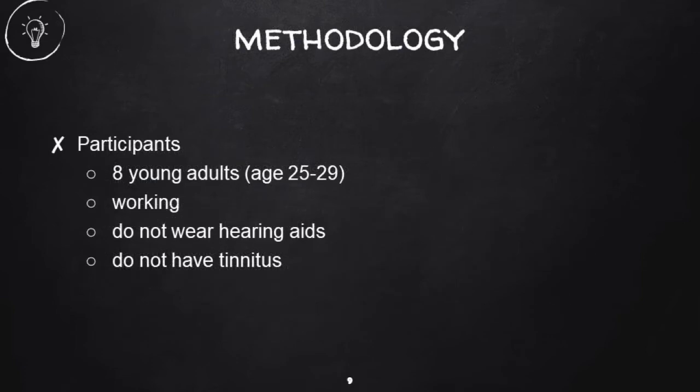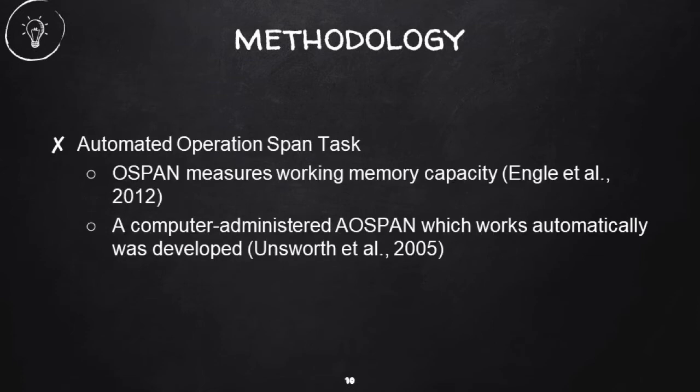This study will be done with 8 young adults aged between 25 to 29 years old. All participants are working adults and are healthy in terms of hearing ability. None of the participants is wearing hearing aids or has tinnitus. Tinnitus is an auditory phantom sensation, or in other words, ringing in the ears, felt when there is no external sound present. Operation Span Task is used to measure working memory capacity, and in 2005, a computer-administered Operation Span Task, which works automatically, was developed.